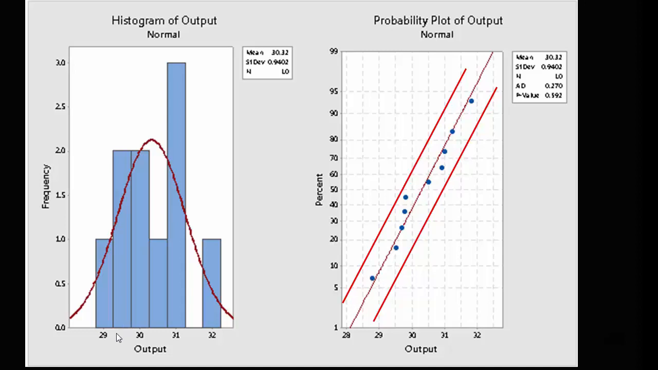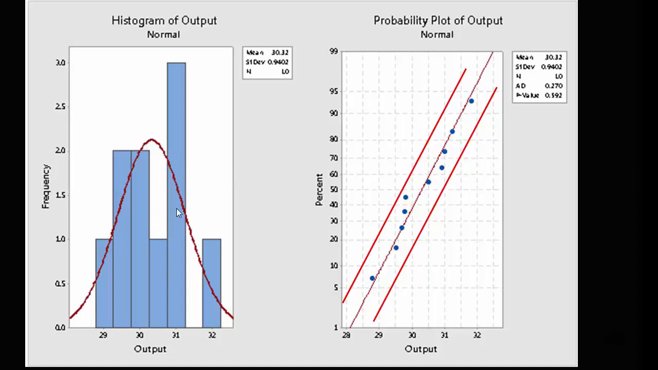And from the interval from 29.25 to 29.75, we got two occurrences, two data points that fell into that region. And if you go over here again and look at the probability plot, we can see that it's these two data points here that fell into that region. And then we had two more data points that fell into this interval of 29.75 to 30.25. And we can see that again over here. It's these two data points that fell into that region.